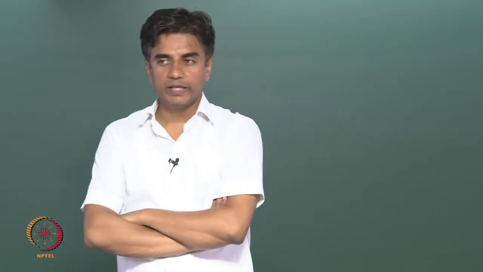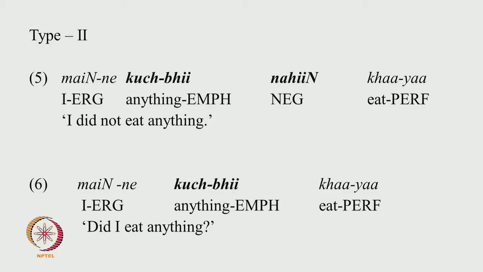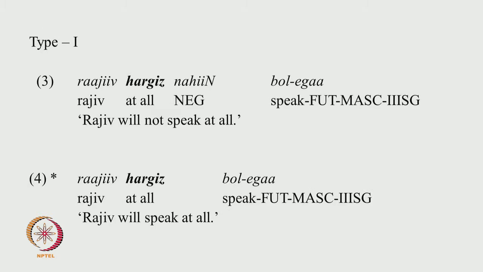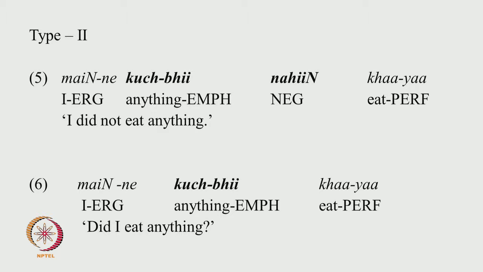Now, please pay attention to these sentences very carefully on the screen. On the next sentence, I haven't put the star mark, unlike the previous one. Do you see here? On the second one, there is a star mark. What the star mark means is this sentence is not possible at all. What no star means is that this sentence is possible.